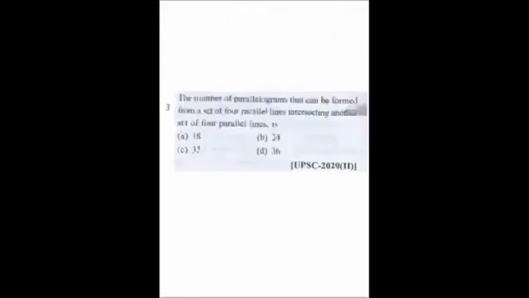The number of parallelograms that can be formed from a set of 4 parallel lines intersecting another set of 4 parallel lines is this much. We know a parallelogram can be made like this. So 4 lines are there, these 2 are parallel and these 2 are parallel. So 2 will be vertical and 2 will be horizontal.